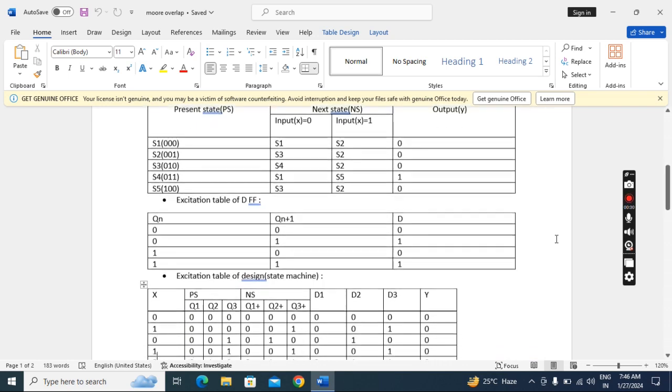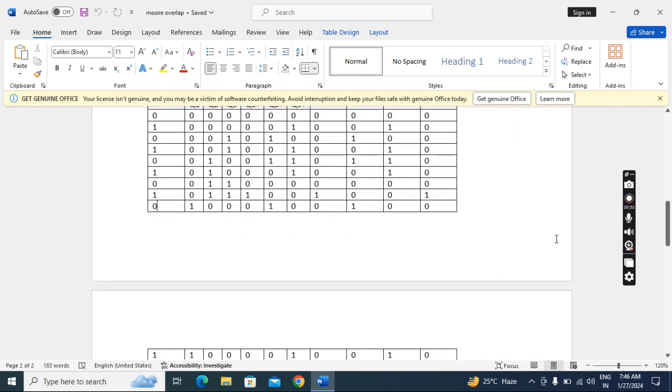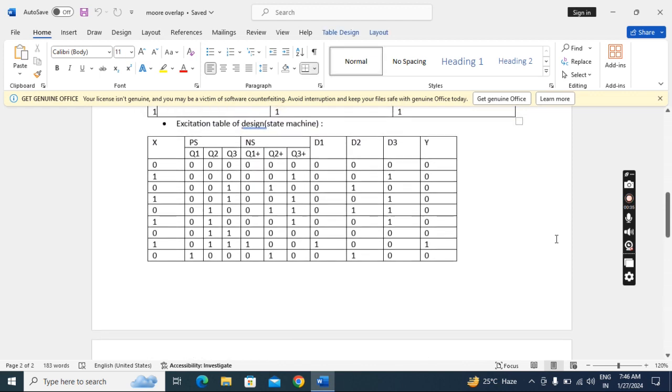Now we'll see the format of the excitation table, because we already discussed how to do the state diagram and state table in previous lectures. The format of the excitation table is: we need input x that we took in the state table, and we need the present state and the next state. These we also took in the state table, and we need flip-flops. Here I took D flip-flops as an example. I will tell the reason why I took D flip-flops. We can take other flip-flops also, and those we'll discuss later.